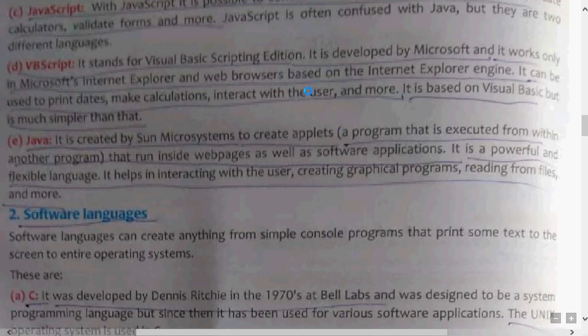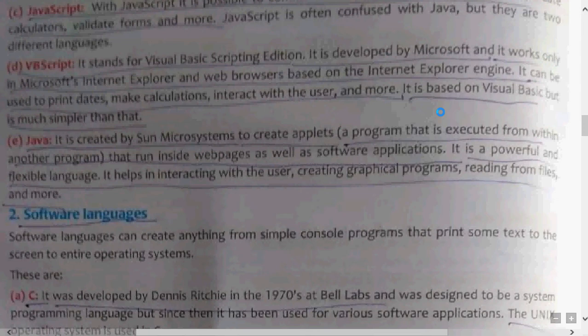It is based on Visual Basic, but it is much simpler than that. You can say that VB Script is a language based on Visual Basic, but it is similar to it, very easy and very simple to learn.